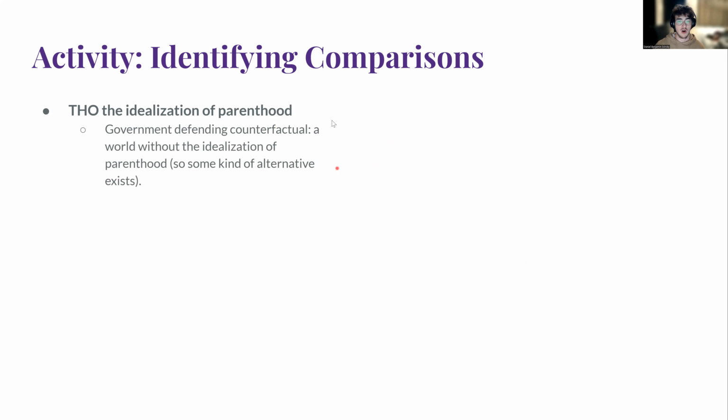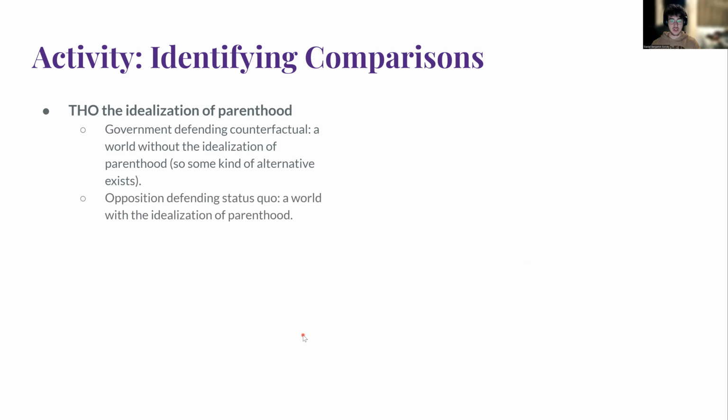And remember, we learned a lot of these different terms in the motion module. So make sure that if you are confused or you did not watch the motion module, understand these terms like the counterfactual, countermodel, etc., because they are definitely relevant to helping you identify what each side has to defend. So government's defending the counterfactual, which is a world without the idealization of parenthood. So some kind of alternative probably exists when we don't have the idealization of parenthood.